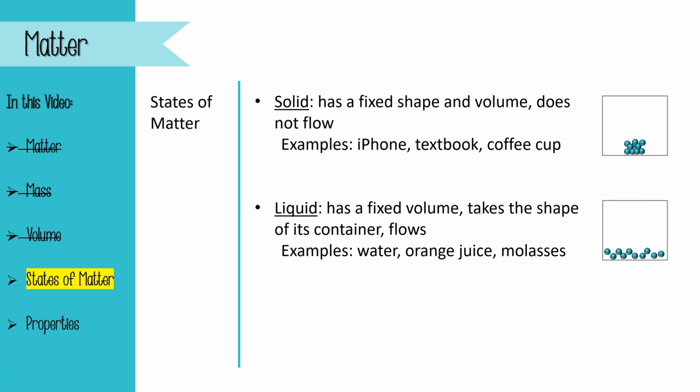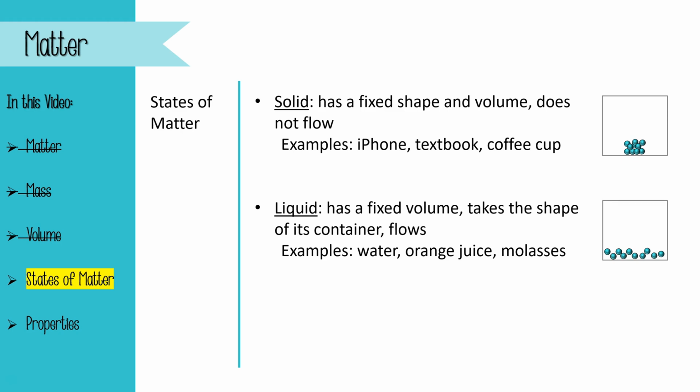Think about water in a tall, thin vase. If you pour it into a shallow bowl, it will now have a new shape, the shape of the shallow bowl, but it won't have any different volume. You'll still have the same amount of water. And that pouring motion is the flowing that we're talking about.